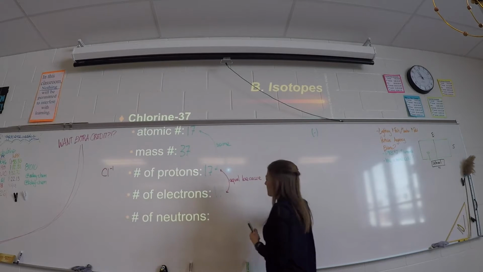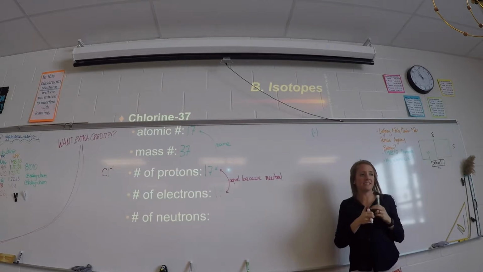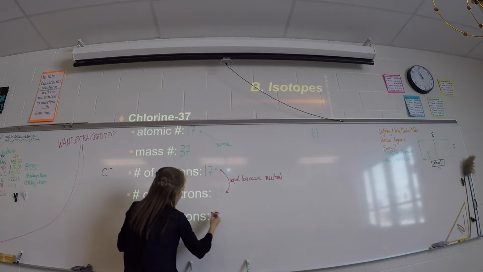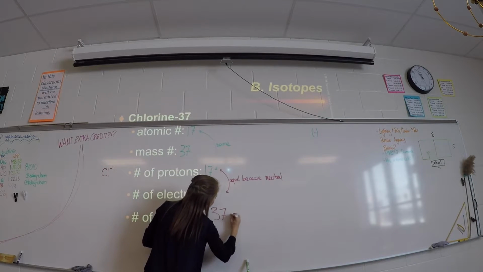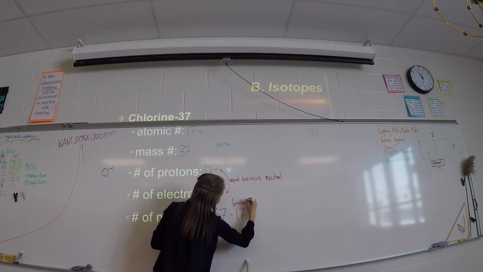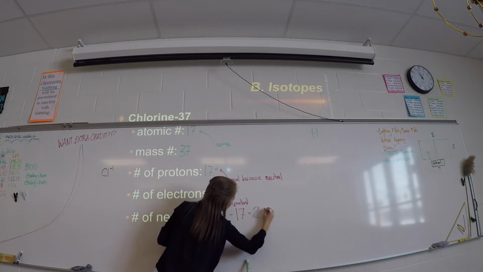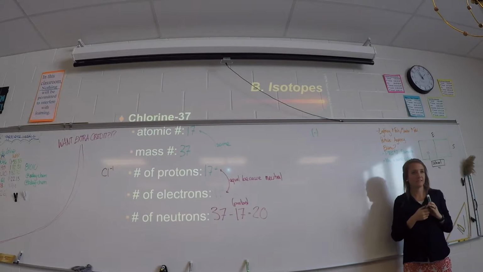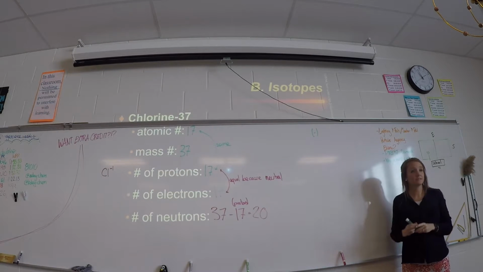And then how do I find my neutrons here? 17. So where do I get the neutrons, Holly? Good. So we do the mass number minus the protons. So 20. Okay? So, on the mass number, 37.